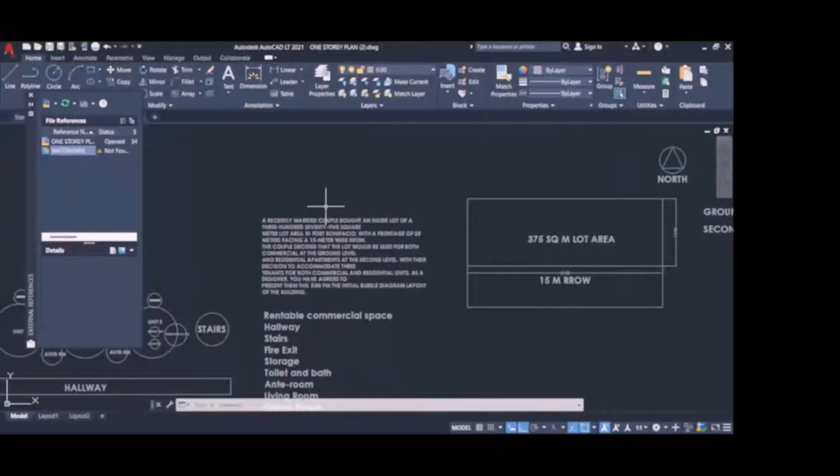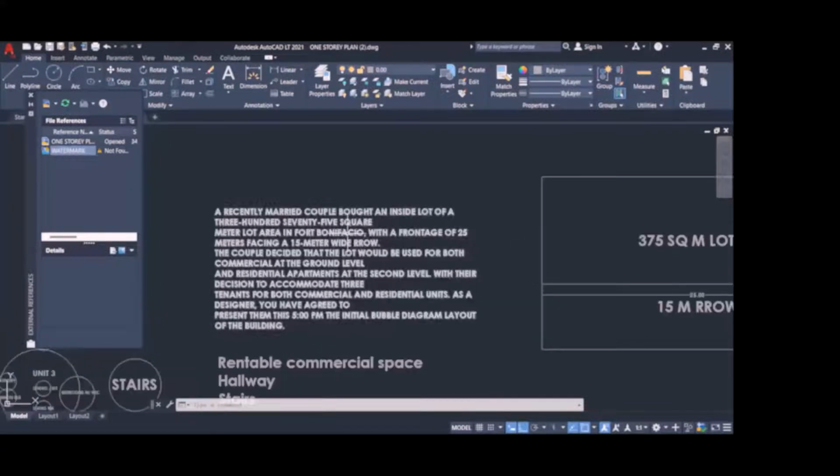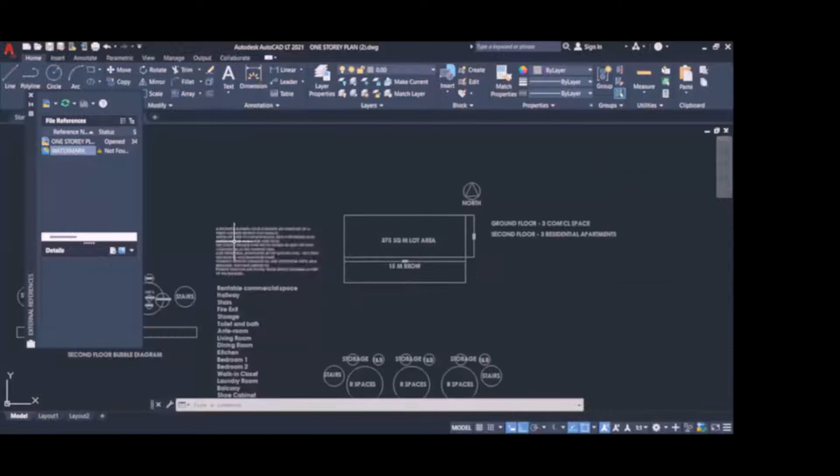Okay, again with our design problem, a recently married couple bought an inside lot of a 375 square meter lot area in Port Bonifacio with a frontage of 25 meters facing a 15-meter wide road right-of-way. The couple decided that the lot will be used for both commercial at the ground level and residential apartments at the second level, with their decision to accommodate 3 tenants for both commercial and residential units. As a designer, you have agreed to present them this 5 p.m. the initial bubble diagram layout of the building.